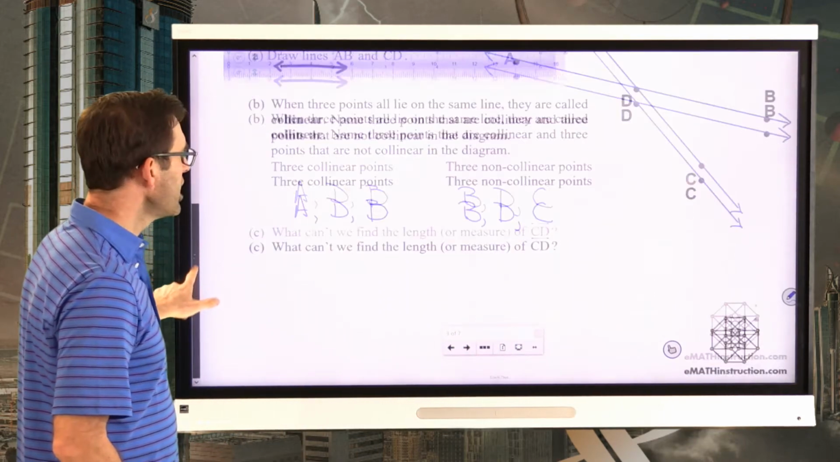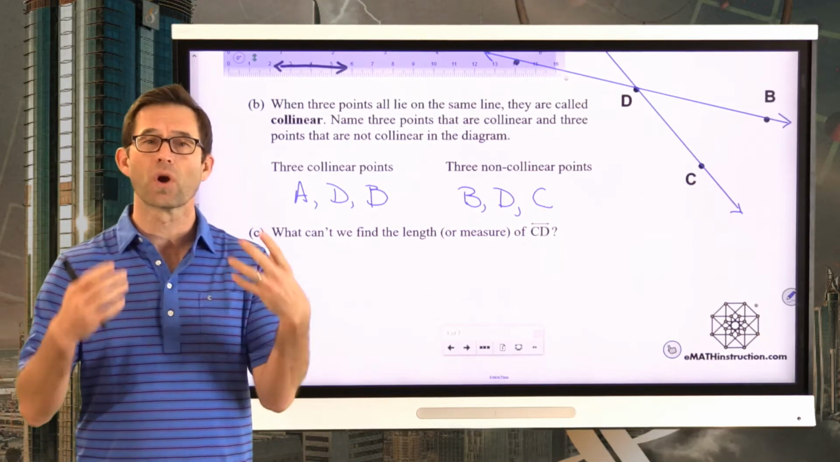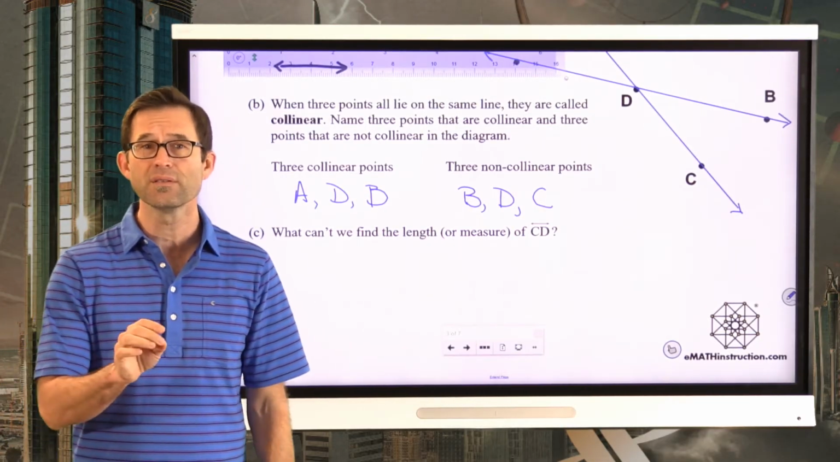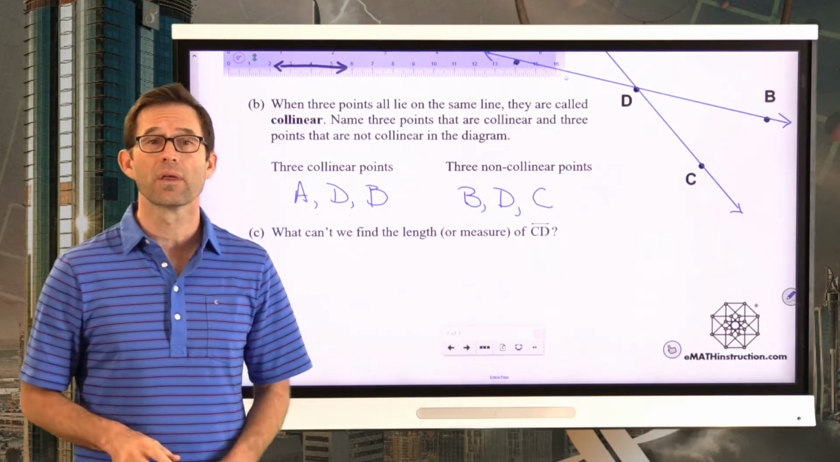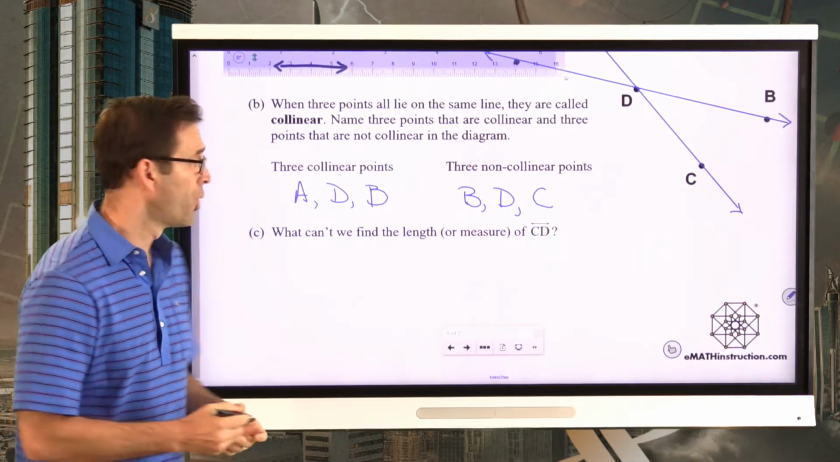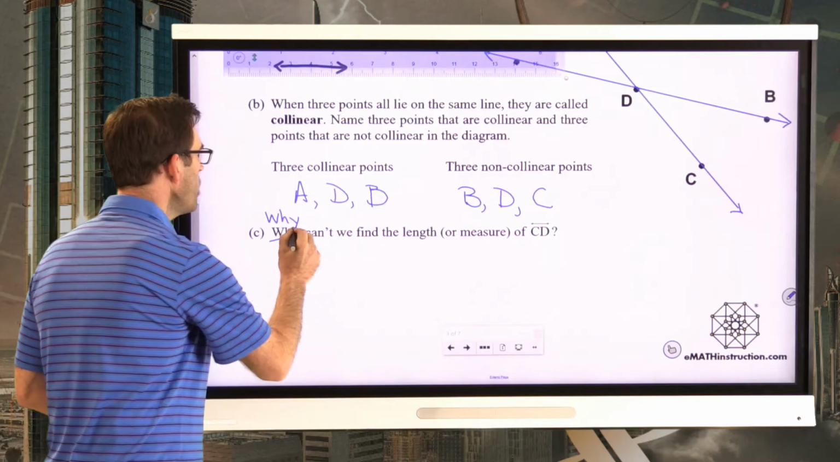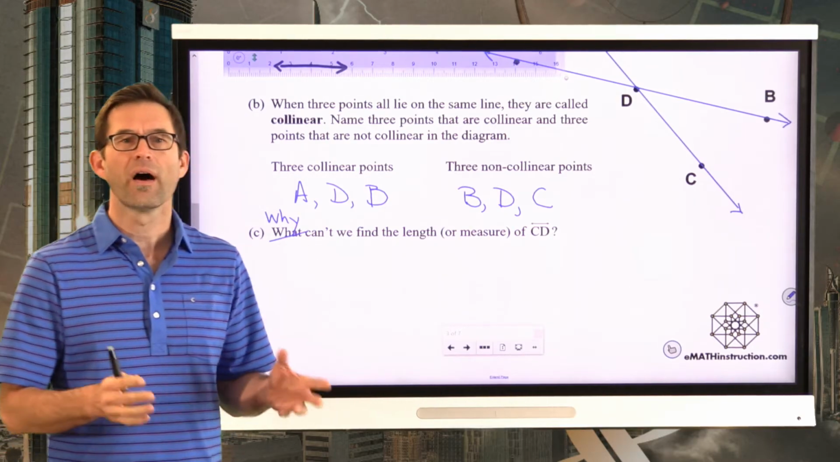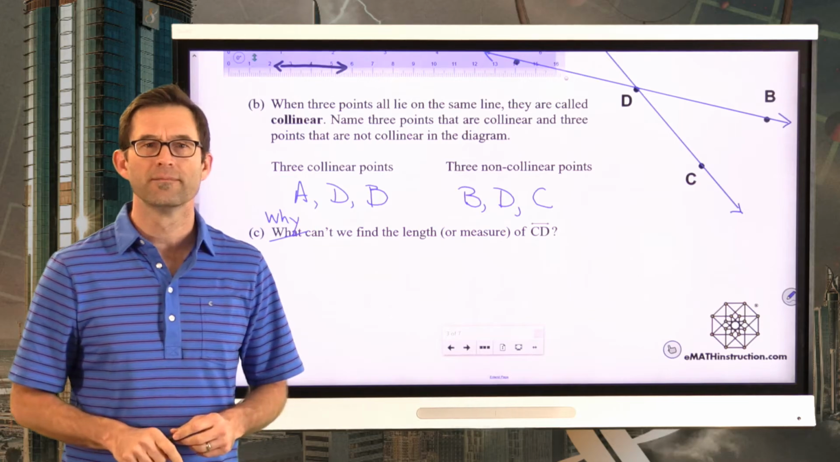All right, now the final question here, and this is very important as we start geometry, is to understand things that we can measure and things that we can't measure. So let's take a look at letter C. Why can't we find the length or the measure of CD? All right, and I don't know why it says what. It really should be just why. But why can't we find the length of line CD? Pause the video right now and think about this for a moment.